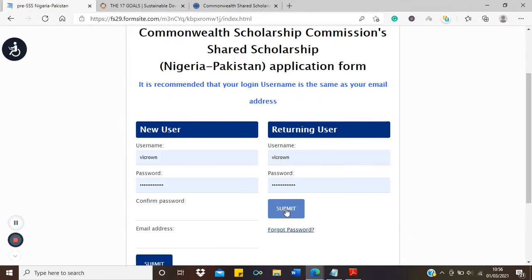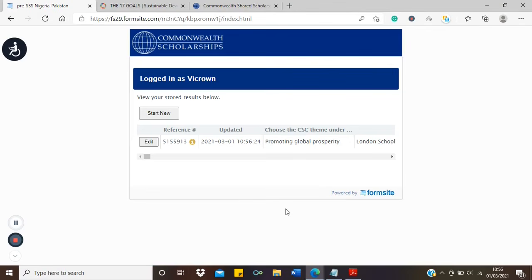So imagine you're logging into your portal. This is an existing application, the one I've started already. You can always start a new one by clicking on Start New. So you have one already, you can always start another one. It's as simple as that. And you can do as many applications as possible, as many universities as you're qualified for as possible.